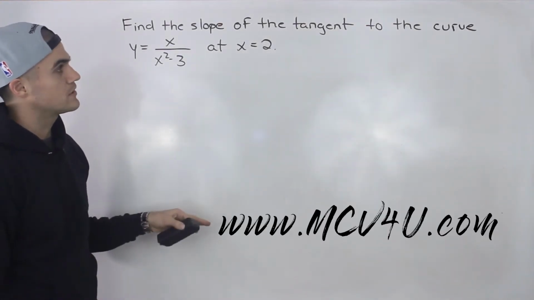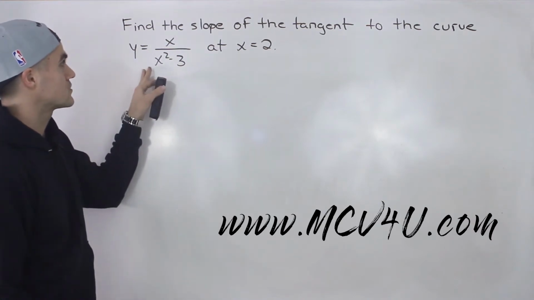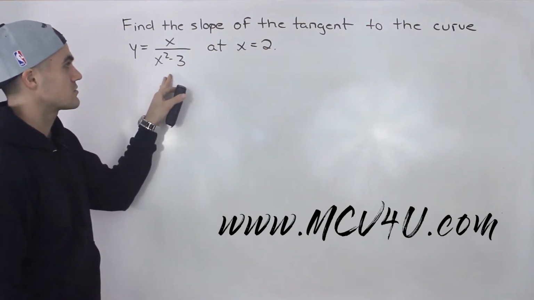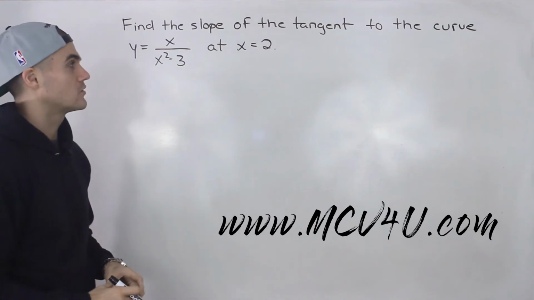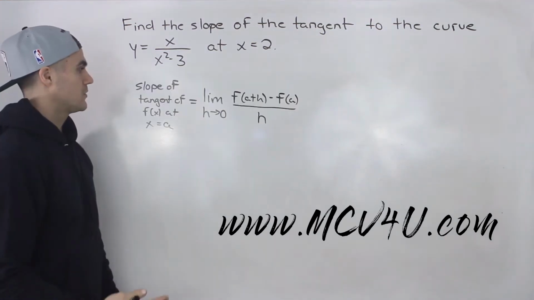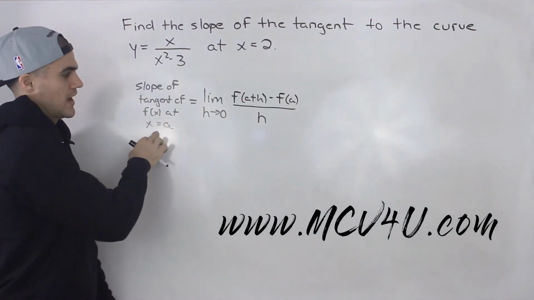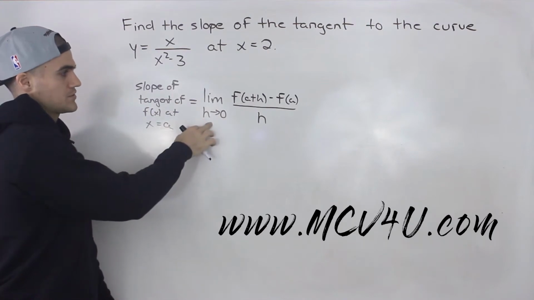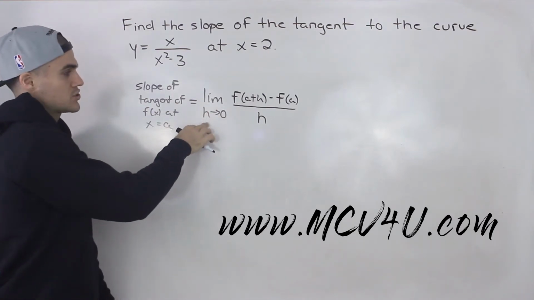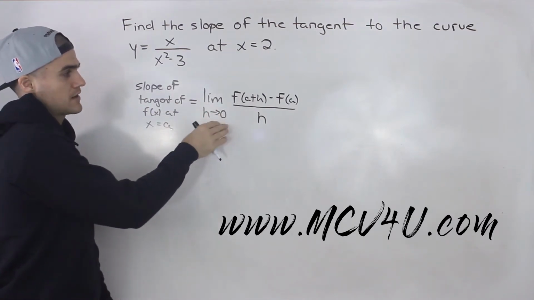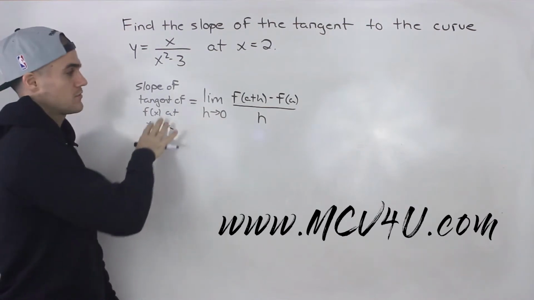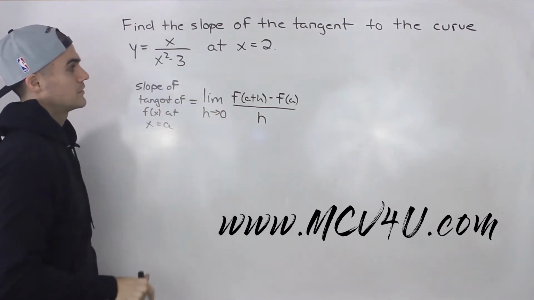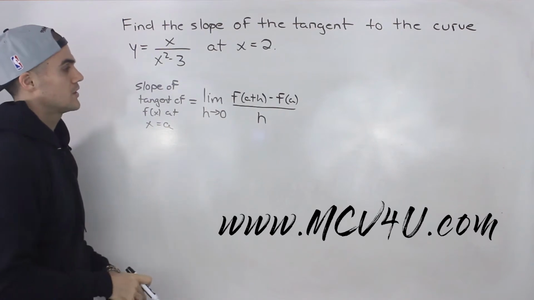We have to find the slope of the tangent to the curve y equals x over x squared minus 3 at an x value of 2. And we know the slope of a tangent for any function at an x value of a is equal to that difference quotient, the limit as h approaches 0 of f of a plus h minus f of a all over h. We've been using this formula throughout the unit.